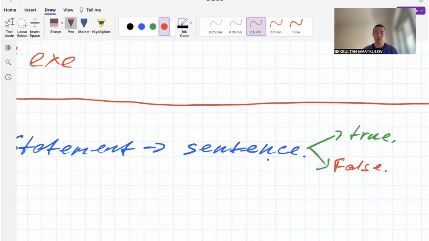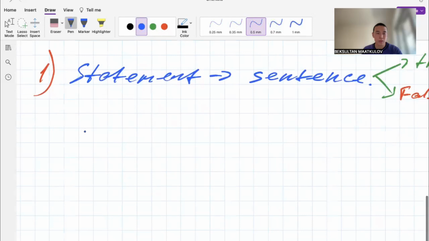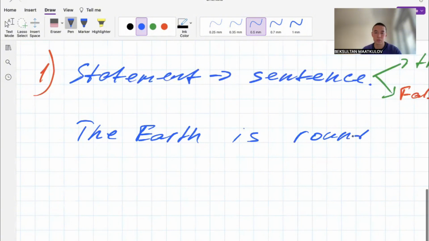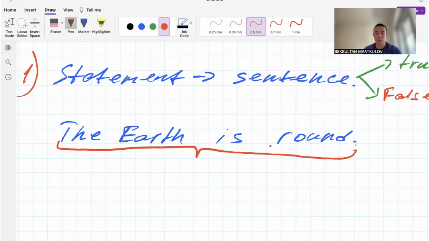So basically, you have two phases of the statement. It can be either true or false. For example, I'll write you a statement. Let's say the Earth is round. Okay, let's say this is our statement. And usually what we do in logic, we kind of denote the statement. I'll write our statement, the Earth is round. This is the same as A. Let's imagine this whole sentence we denote as A. And A, this is our statement.